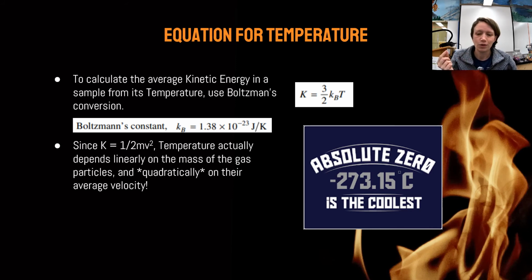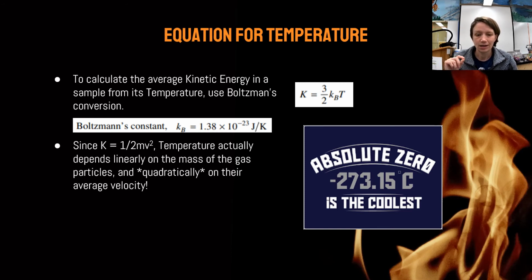The other variable that's going to impact the temperature is the velocity, and that's what we talked about earlier. But because of that v squared component of that equation, the velocity matters more than the mass. So when you double the velocity of a gas particle, you actually quadruple its kinetic energy, which means that we're going to be quadrupling the temperature.